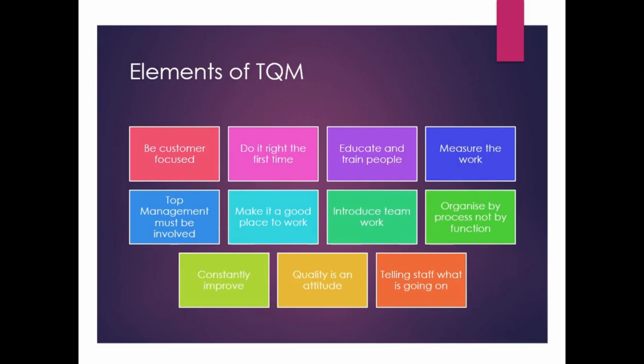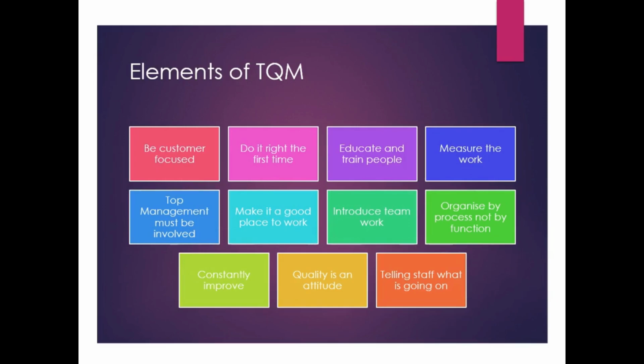The next one is to organise by process and not by function. So this element of TQM seeks to reduce the barriers that exist between different departments and concentrates on getting the product to the customer. So we need to look at TQM, as we've mentioned previously, as a whole process. It's not an individualised set of management or quality within each department. It's an entire process knitted together.